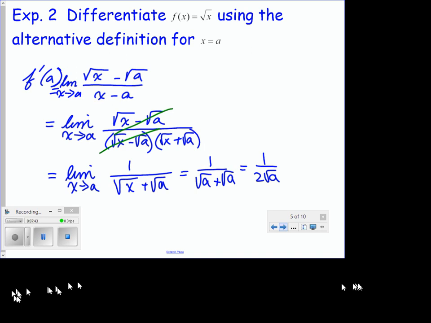So what would I say? If f of x is equal to the square root of x, then f prime of A is equal to 1 over the 2 square roots of A.